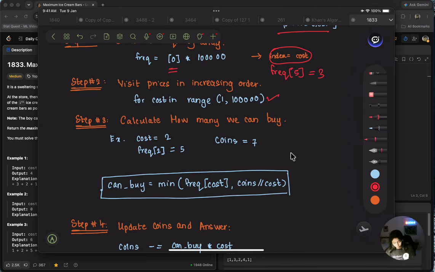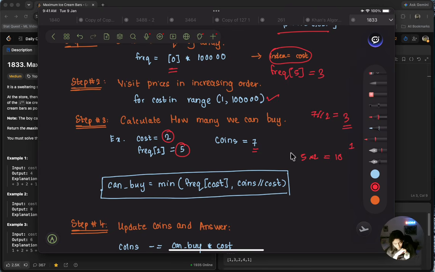Let's look at an example over here. The cost that I'm at right now is 2 rupees. And I have 5 ice creams which cost 2 rupees, but I have only 7 coins, right? So when I have 7 coins, can I buy 5 chocolates of 2 rupees? Because 5 chocolates times 2 rupees would be 10 rupees, and I only have 7. So how many can I actually buy with 7? 7 divided by 2, I can actually buy 3, and then I'm left with 1 rupee. So I can buy 3, right?